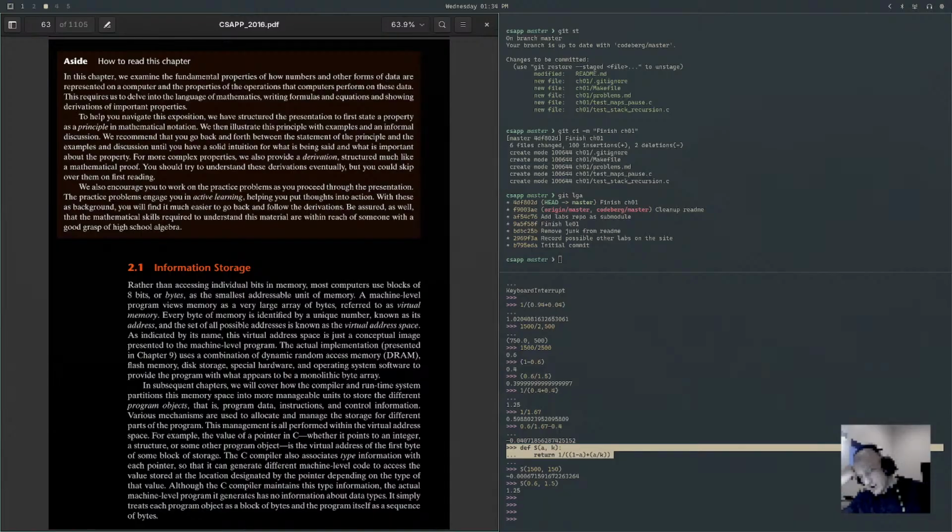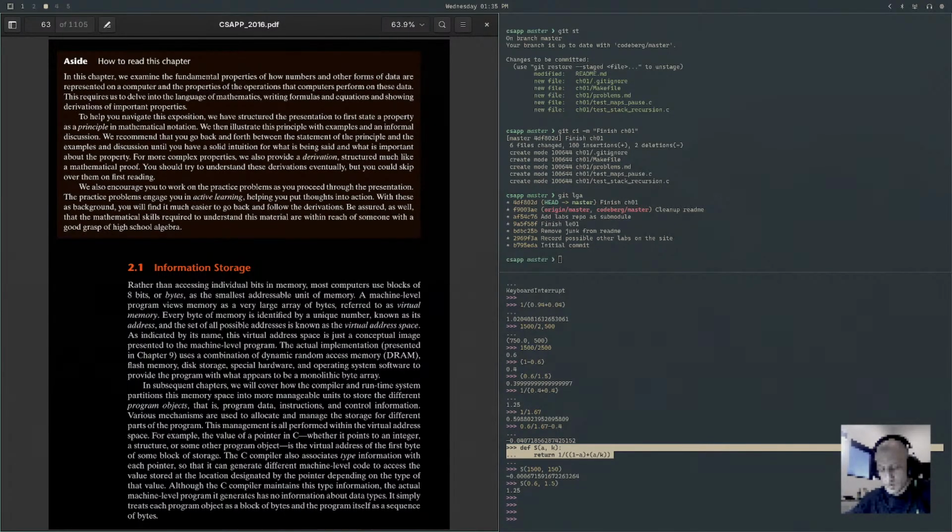We recommend that you go back and forth between the statement of the principle and the examples and discussion until you have a solid intuition for what is being said and what is important about the property. For more complex properties, we also provide a derivation structured much like a mathematical proof. You should try to understand these derivations eventually, but you could skip over them on the first reading. We also encourage you to work on the practice problems as you proceed through the presentation. The practice problems engage your active learning, helping you put thoughts into action. With these as background, you will find it much easier to go back and follow the derivations.